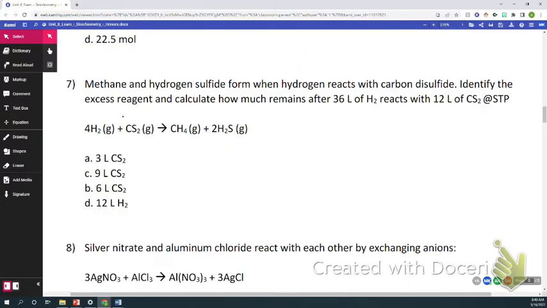All right, number 7. This is methane. Let's take a look. Methane and hydrogen sulfide form when hydrogen reacts with carbon disulfide. Identify the excess reagent and calculate how much remains after 36 liters of H2 react with 12 liters CS2. When they say at STP, there's like a magic thing about 1 mole of any gas at STP is 22.4 liters.